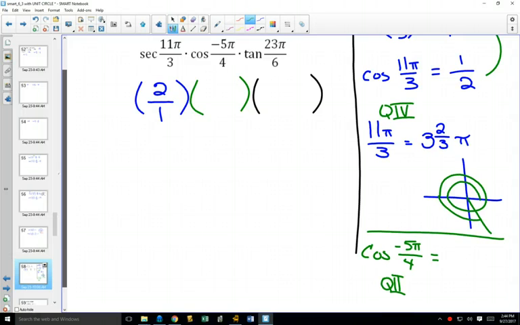So is cos positive or negative in quadrant 2? It's negative. So our answer is going to be negative. And cos of pi over 4, root 2 over 2. So now I know that this will be negative root 2 over 2.